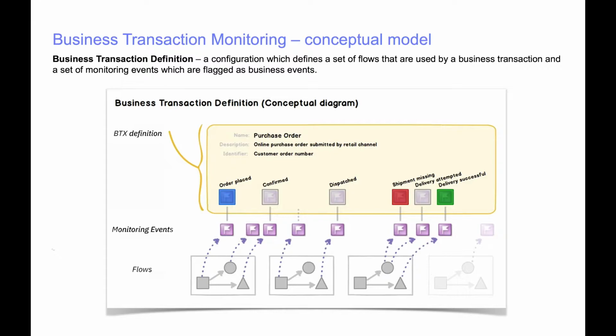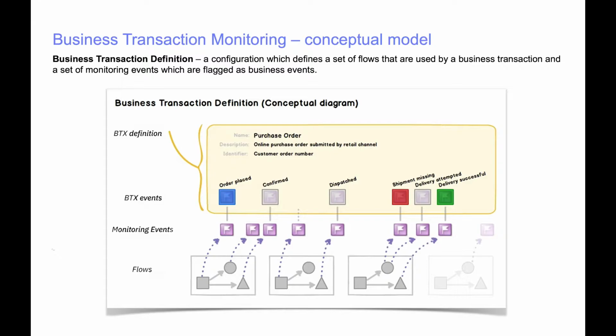A business transaction definition comprises individual business events, and in the business event, you specify which monitoring event is part of the business transaction by defining it with a particular type, like start, progress, end, or failure.